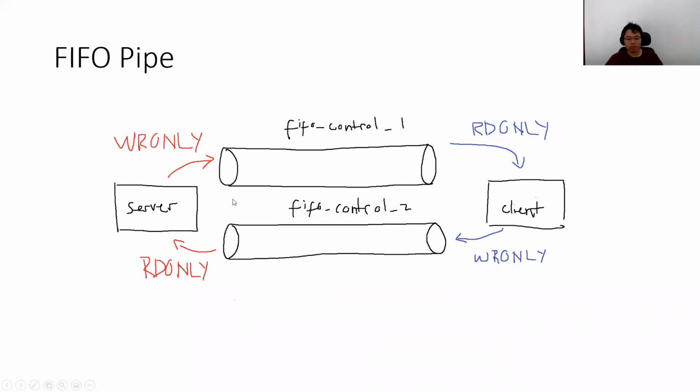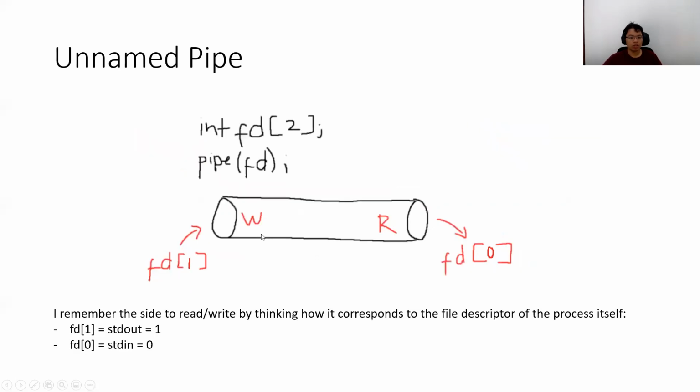So if you want to communicate between the server and the client, you have FIFO control 1. That's the first control channel, the first pipe. On this one, the server can only write to it and the client can only read from it. And the other one will just do the opposite: the client can only write to it and the server can only read from it.